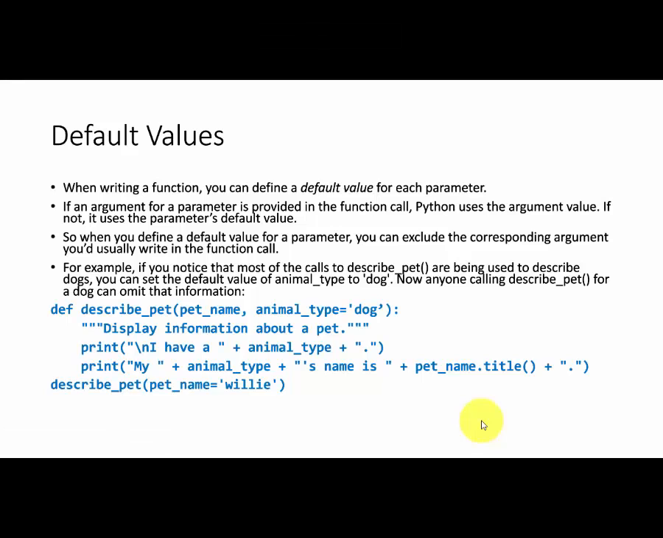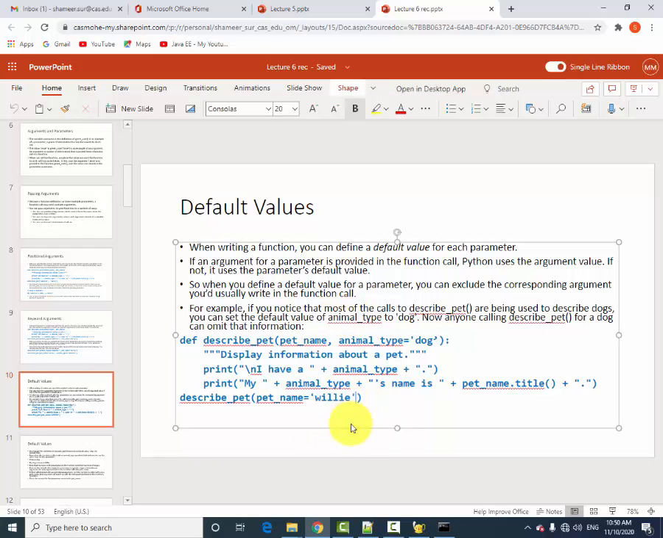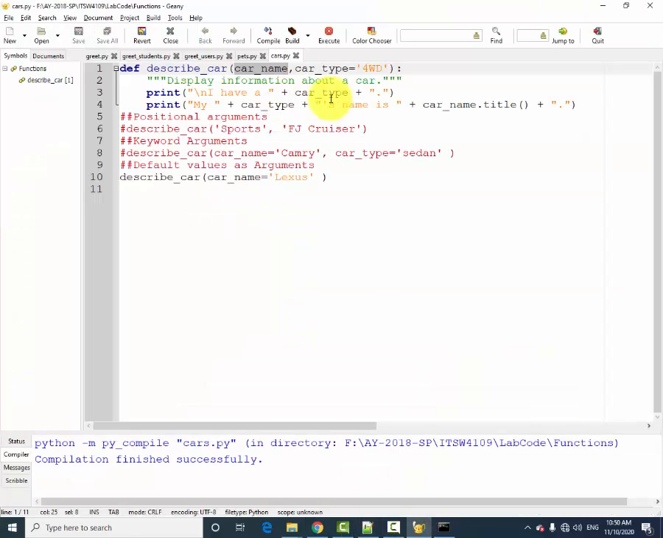values. Okay, so when we write a function, you can define some default value for each parameter. Okay, if a parameter is provided in the function call, Python uses that argument's value. If not, it uses the default. So that means I can also pass here the second argument. If I don't pass, it will by default take it as a four-wheel drive.